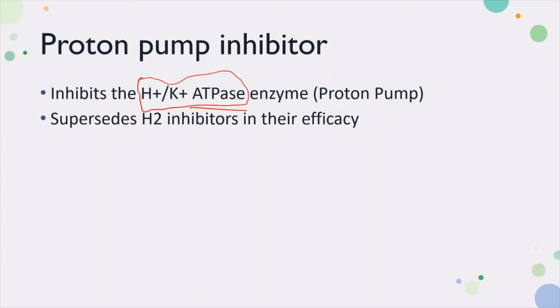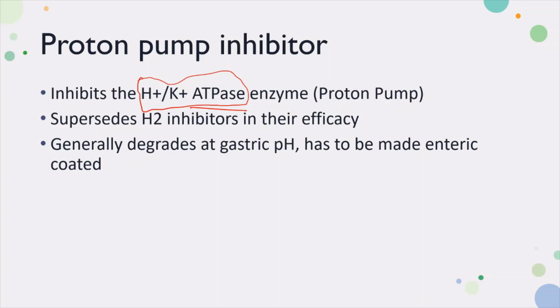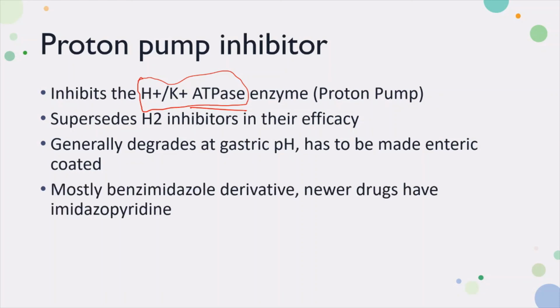It's very ironical. These kinds of drugs basically degrade at gastric pH. It is preventing gastric acid, and it is also getting degraded by gastric pH. This is very interesting, and that is why it has to be made enteric coated, and it will go into your small intestine, and in the small intestine it will be absorbed in that part.